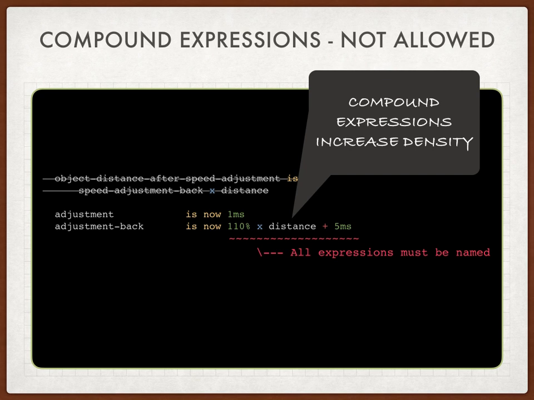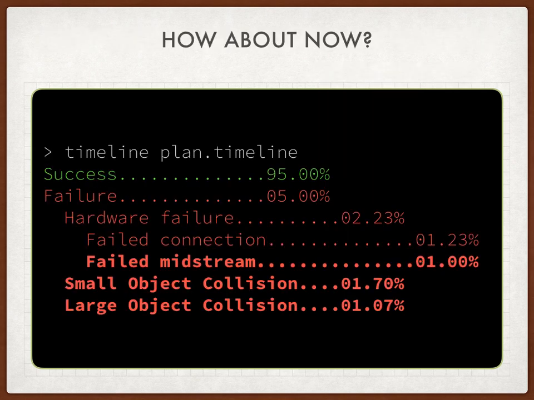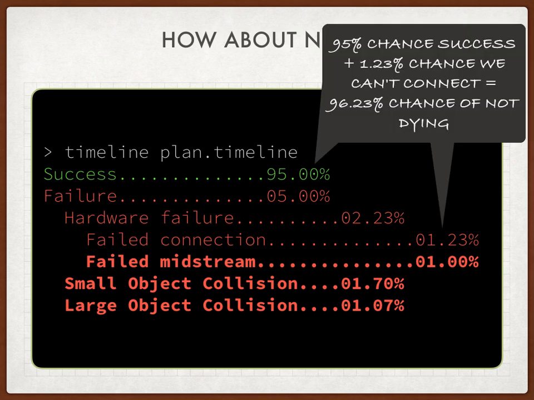Okay, so we added some generic code to avoid an object that may or may not happen. Let's see how that did. Okay, 95% chance of success. That's pretty good. Depending on what's going back, I think we might like those odds. And you also consider that there's a 1.23% chance that the connection won't even be made in the first place, and we won't even be able to go. So that means there's a 96.23% chance that this trip will not result in anybody dying.